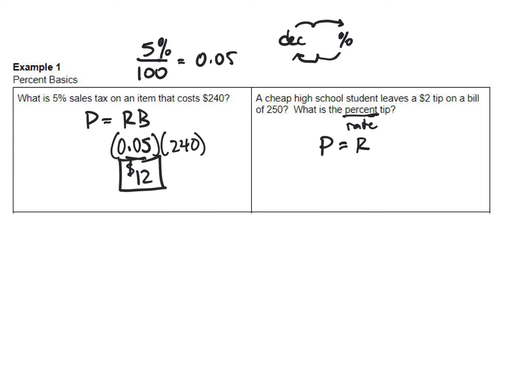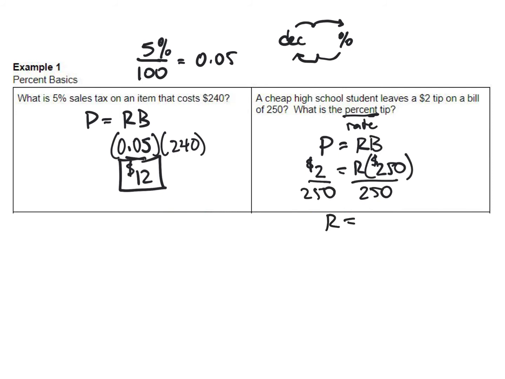So it's going to equal our rate times base. In this case, our percent is going to be a $2 tip. Our base is $250, and our rate is unknown. So if I want to find the rate, what I'm going to do is take my percentage, which is $2, and divide it by the base of 250. What that would do is tell me my rate.